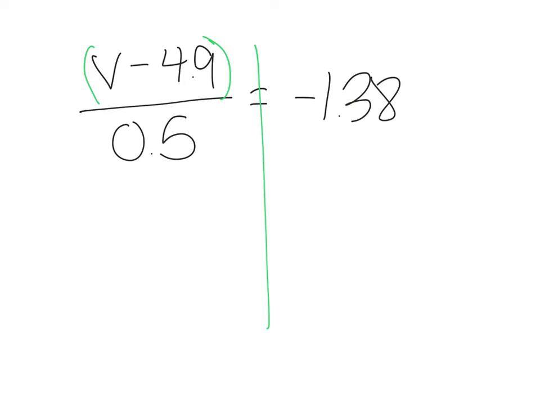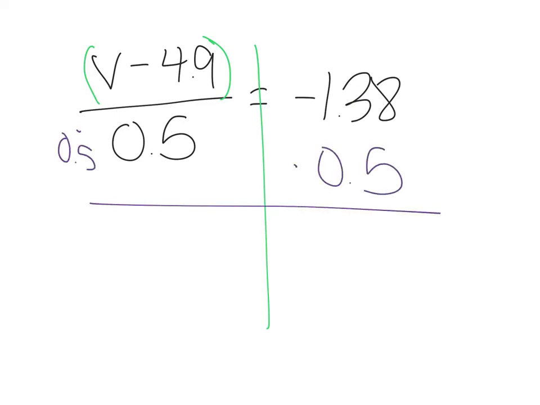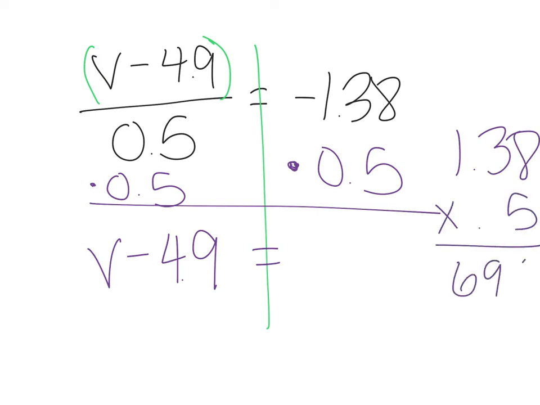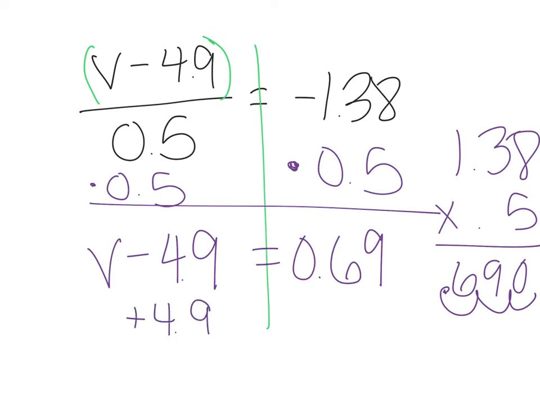So I'm going to go ahead and start and multiply both sides by 0.5. My dot's a little bigger. I'll erase that and move it over a little bit. So then we have v minus 4.9 left on that side. Then on the other side, 1.38 times 0.5. Slide your decimal over 3 times. Then we are going to add 4.9.